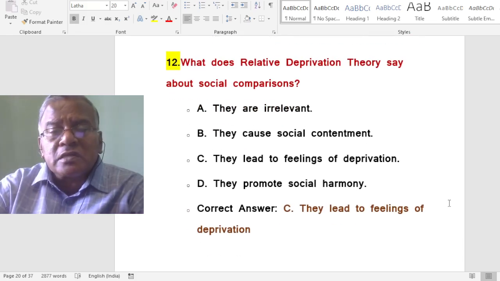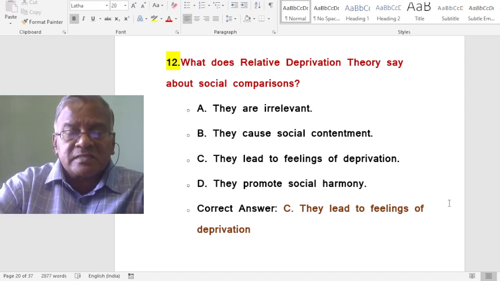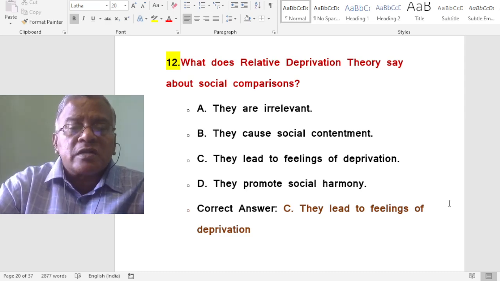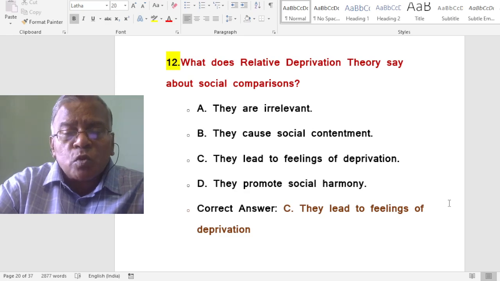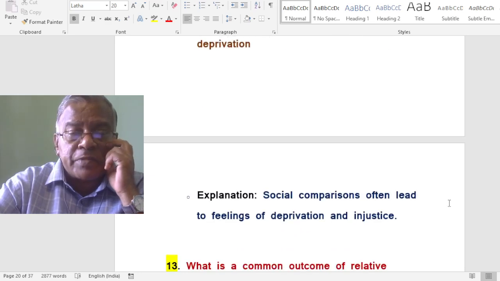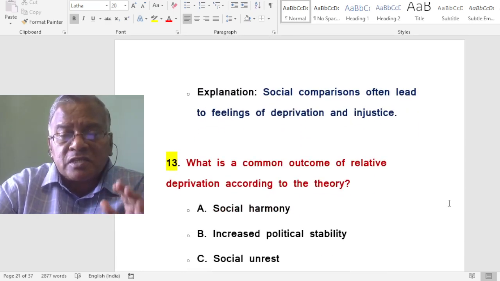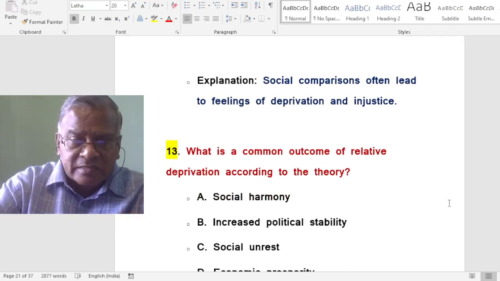Now, what does relative deprivation theory say about social comparisons? A. They are irrelevant. B. They cause social contentment. C. They lead to feelings of deprivation. D. They promote social harmony. So, what is the correct answer? They lead to feelings of deprivation. Social comparisons often lead to feelings of deprivation and injustice.